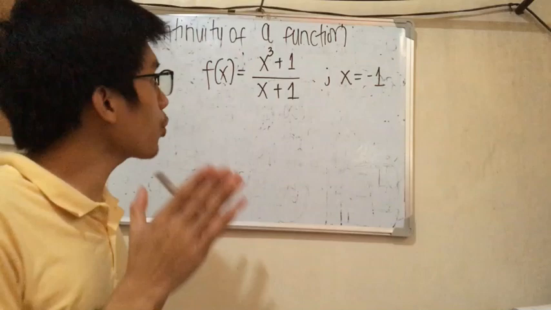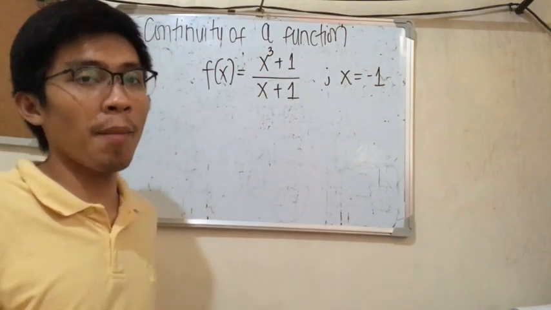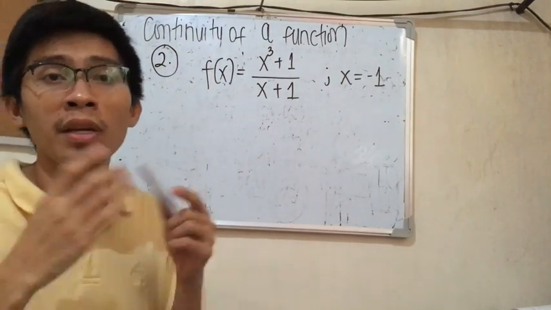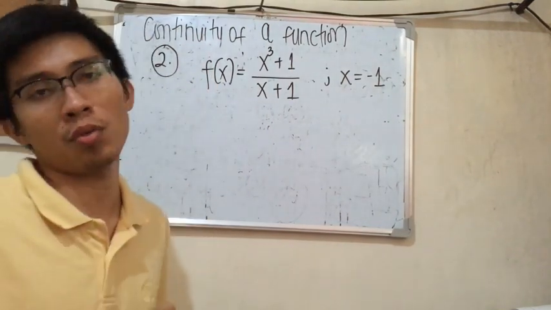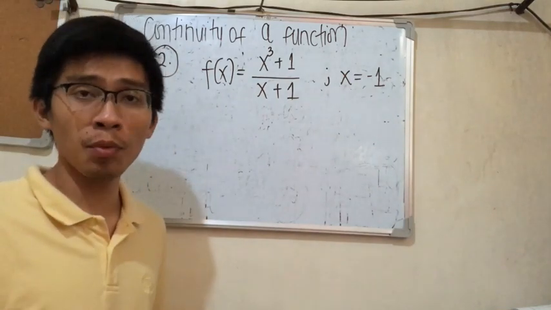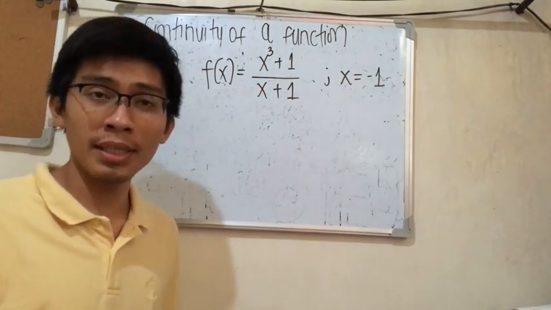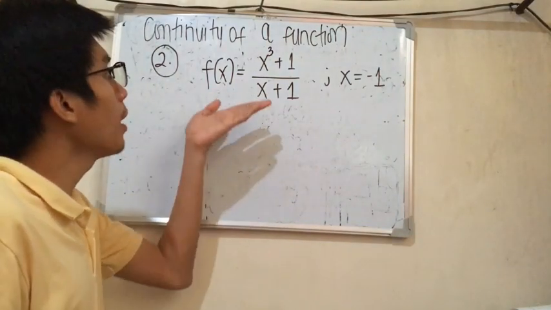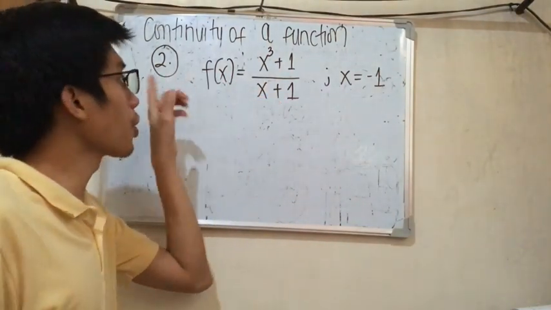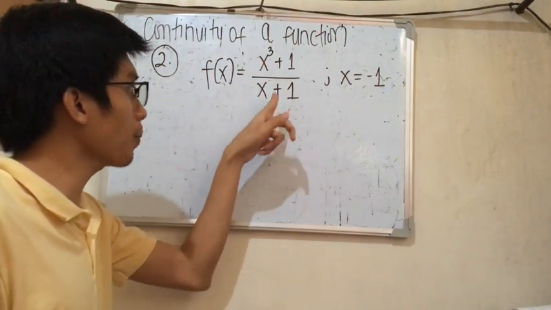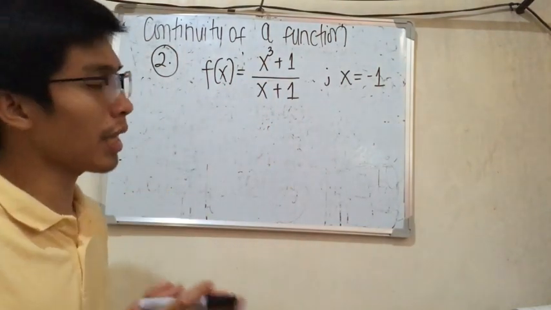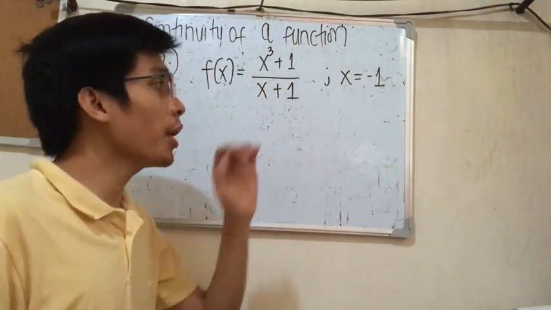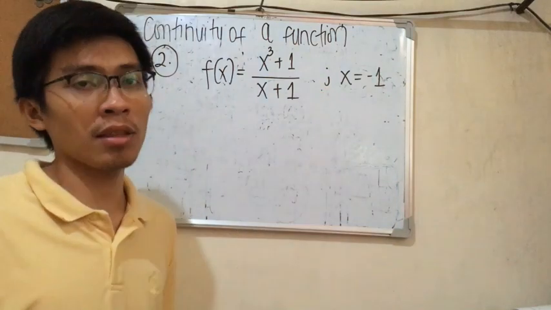Okay, let's try to identify another example. We consider this one as our example 2, identifying if it is continuous or not continuous. In our previous example, we concluded that it was a continuous function. Let's try to investigate this one. I have here a rational function, x cubed plus 1 all over x plus 1. Let's investigate if the function is continuous at -1 or discontinuous at -1.